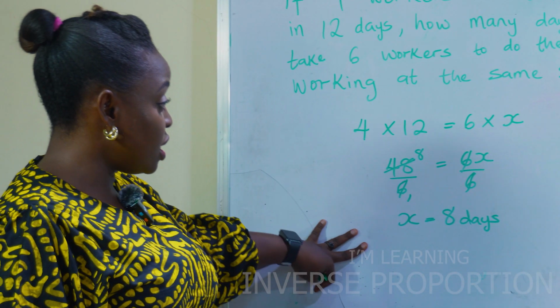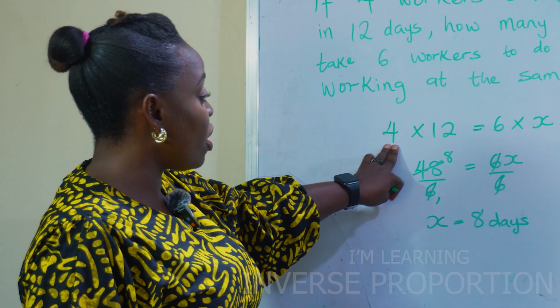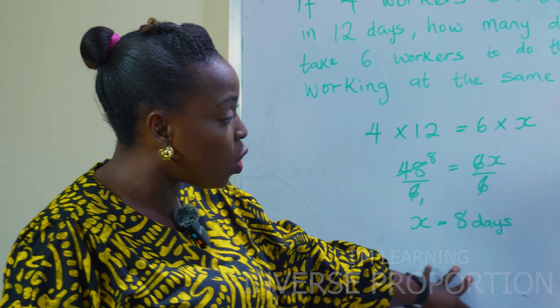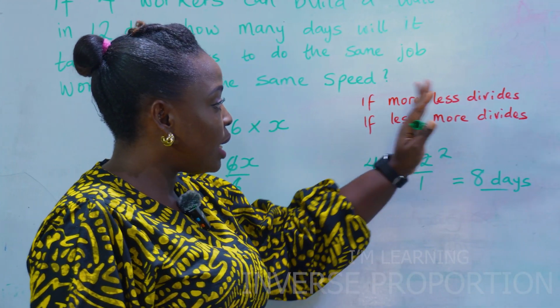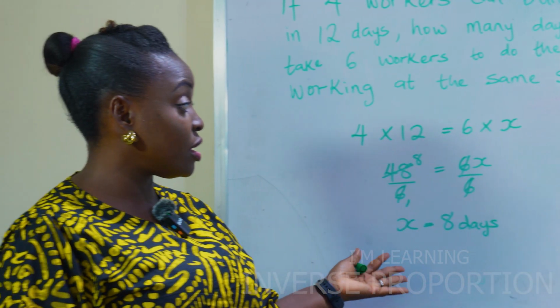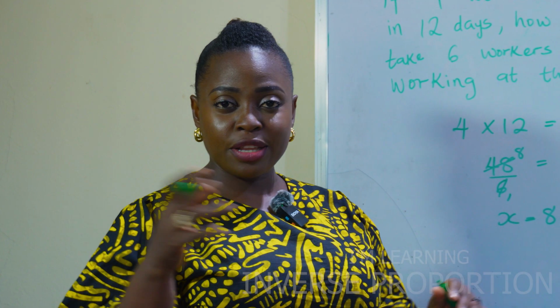So whether you use this, which is the number of workers times the days they worked is equal to this and work it out, or you use if more, less divides, if less, more divides, you'll arrive at the exact same answer. Now let's try another question.